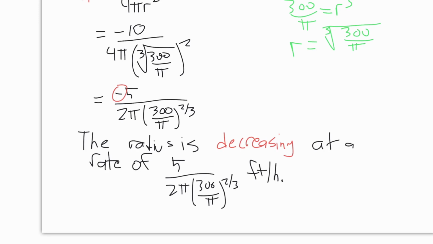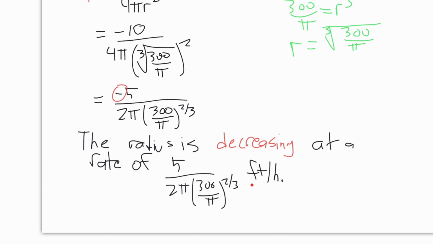Now be careful here. If you say the radius is decreasing, and you were to write this as a negative 5, you're saying it's decreasing at a negative rate. If you're decreasing at a negative rate, you're actually increasing. So be careful. If you choose to include the word decreasing, that already accounts for the negative sign, and so you don't need to then put another negative in your answer.